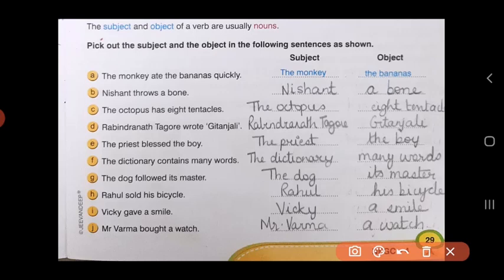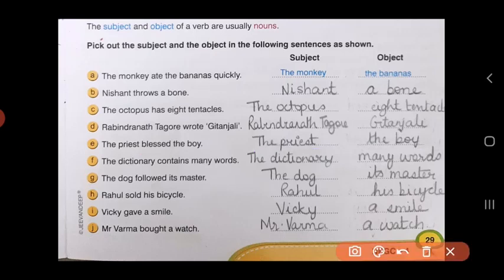The priest blessed the boy. Blessed is the verb. Who blessed? The priest. That becomes the subject. And blessed whom? The boy. The boy becomes the object.